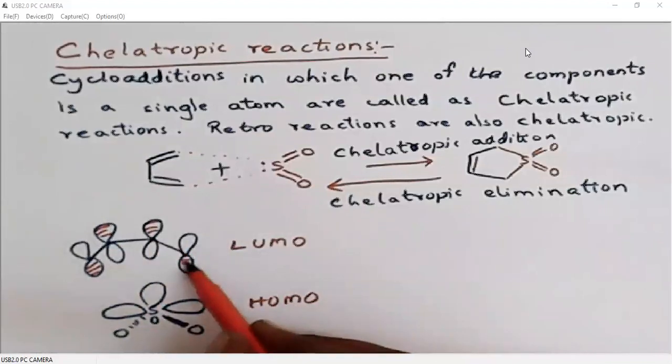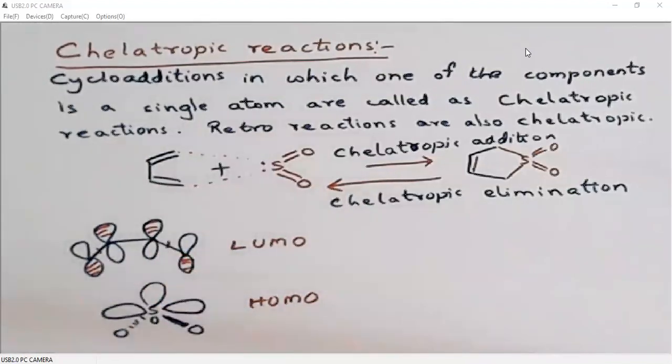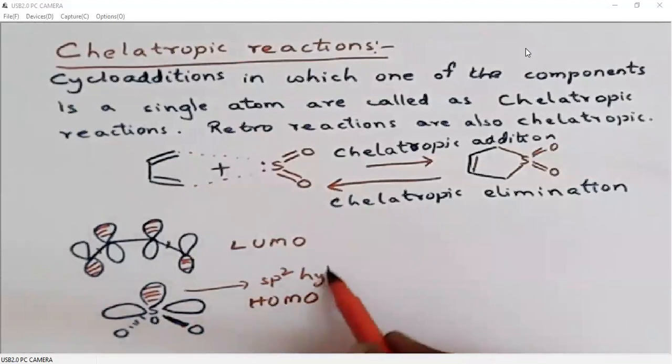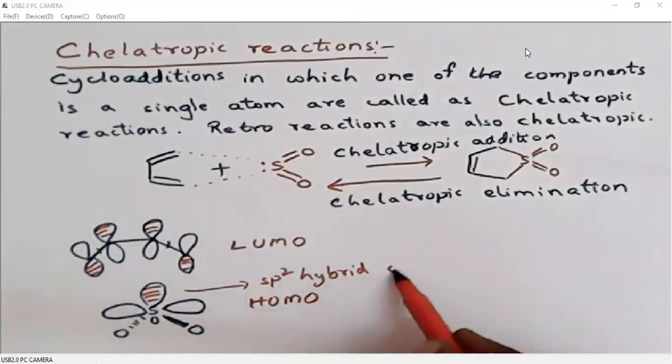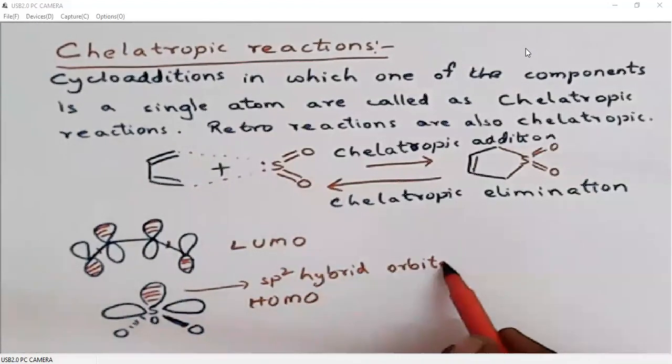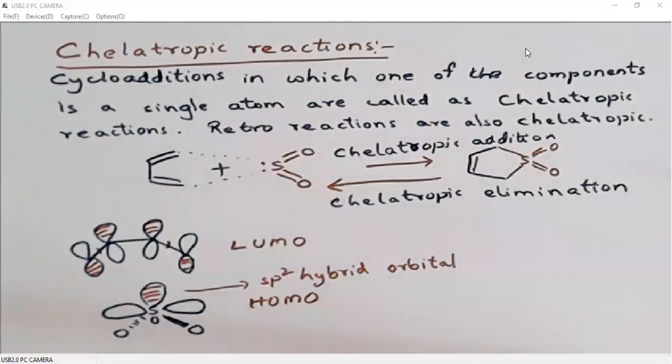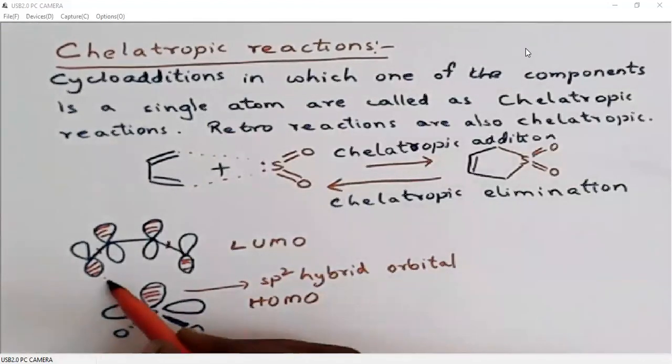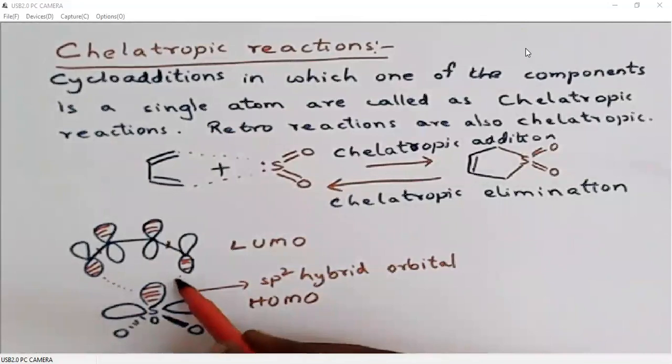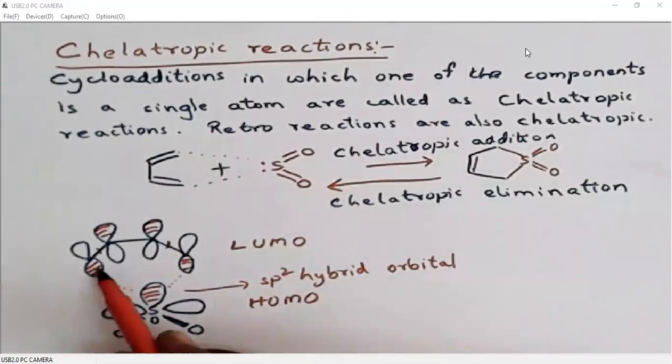So yeah, this is the Psi3. This is the LUMO. And when it wants to form a bond, this is the sp2 hybrid orbital. Now, there is a suprafacial bonding interaction between these two orbitals and these two orbitals.